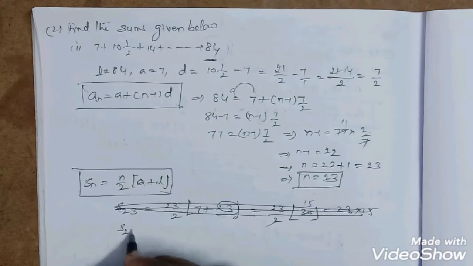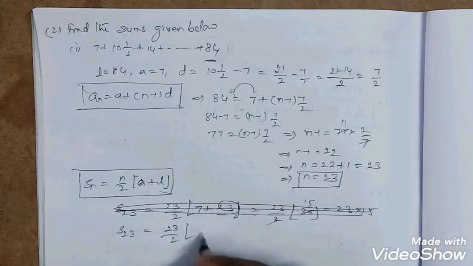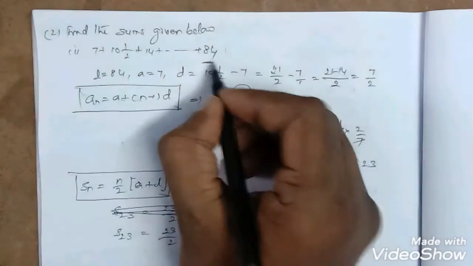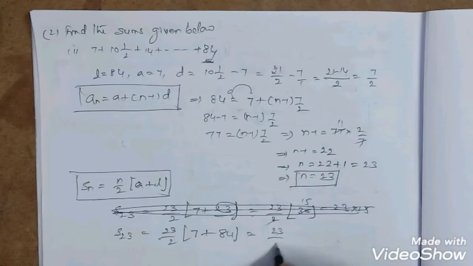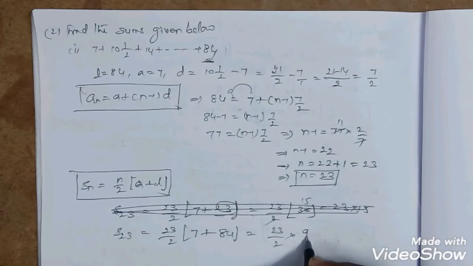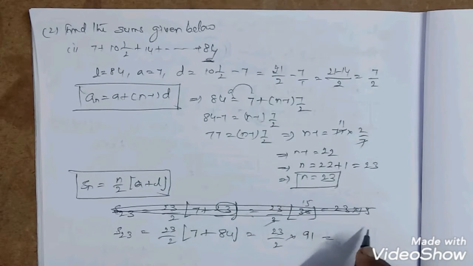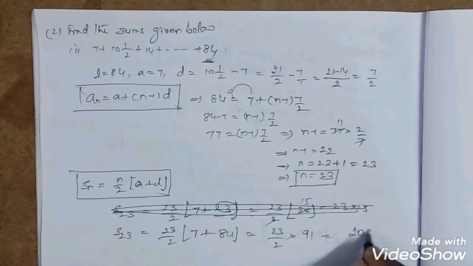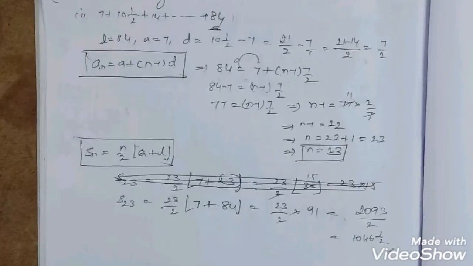So I can write S23 is equal to 23 by 2 into 7, the first term is 7, plus the last term 84. So 23 by 2 into 7 plus 84. So you will get here 91. Now multiply these two. So 91 into 23. So you will get a total of 2093 by 2. Now divide this, you will get 1046 1 by 2 is your answer.